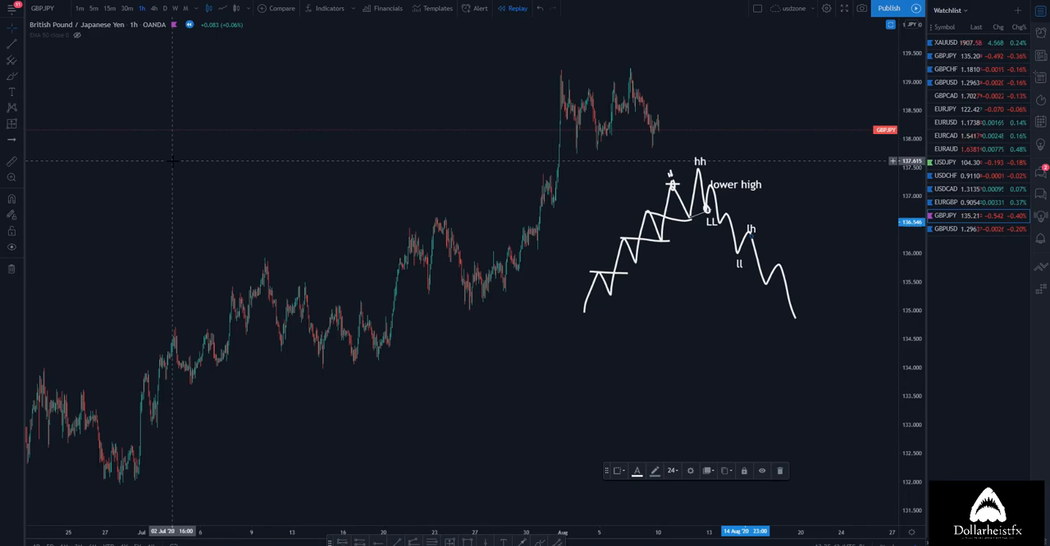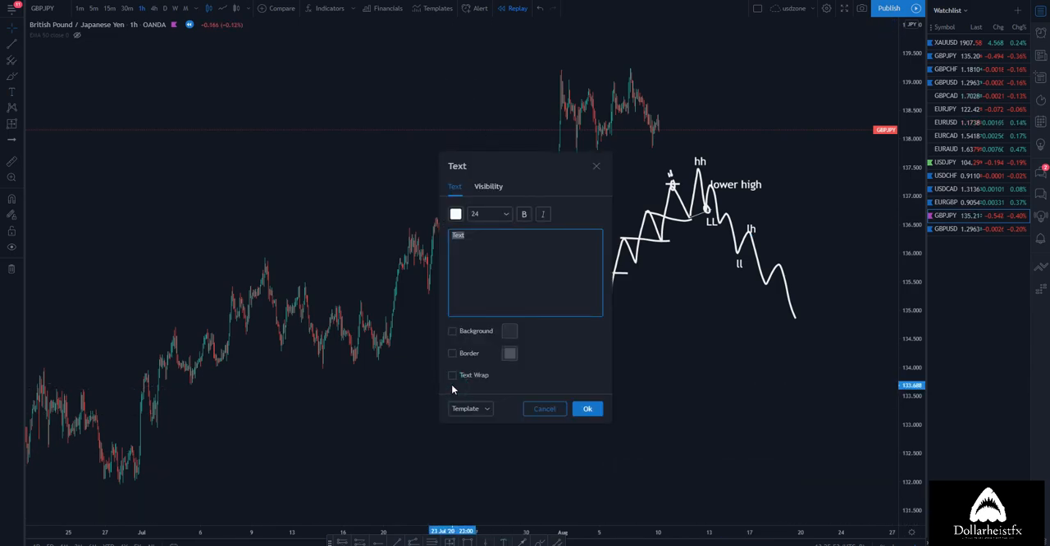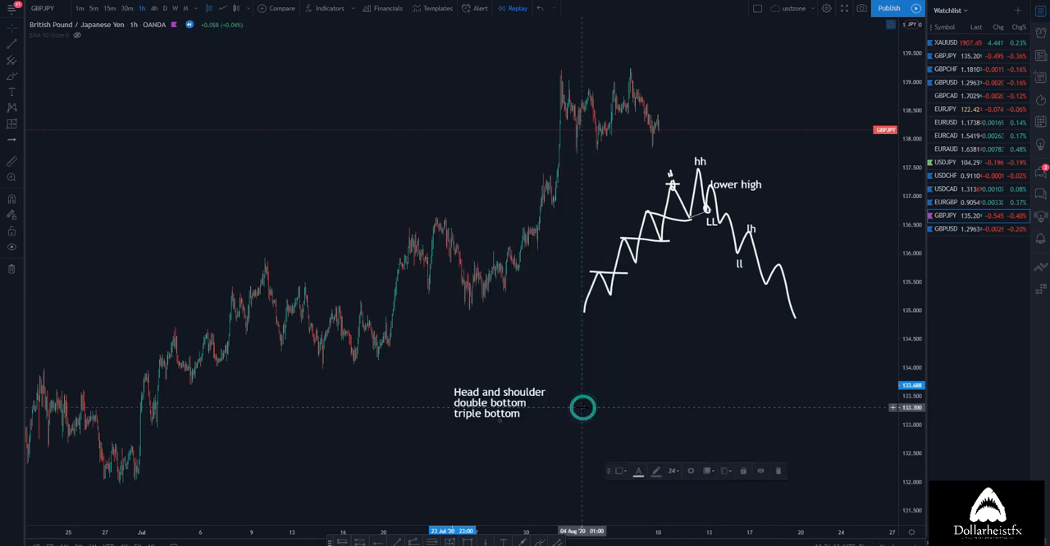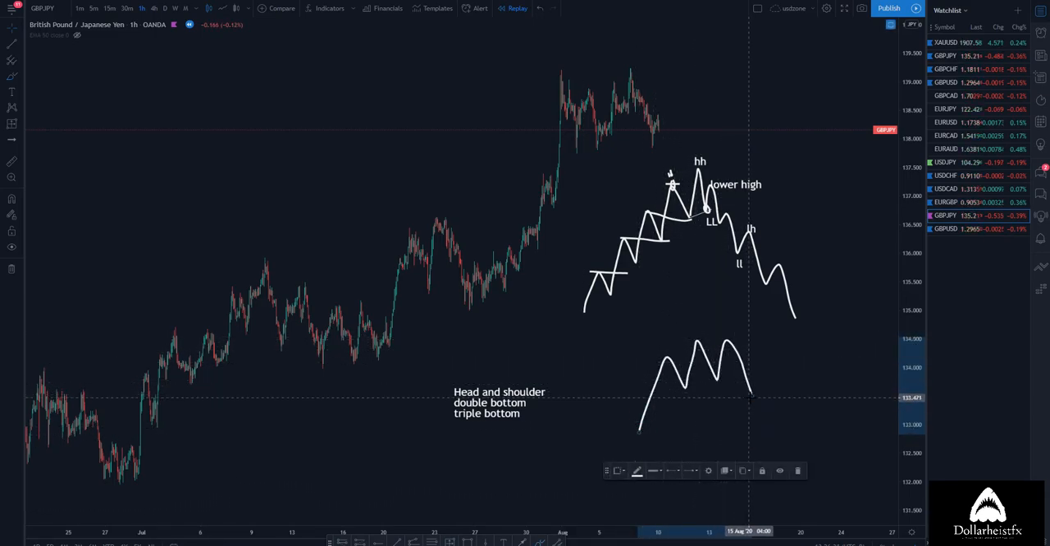Another pattern that people oftentimes use is basically double bottom, triple top, and head and shoulders. These three patterns are the most common: head and shoulders, double bottom, triple bottom. I know there are a lot of terms and names when it comes to these three things, but as you know, head and shoulders is basically head, shoulder.